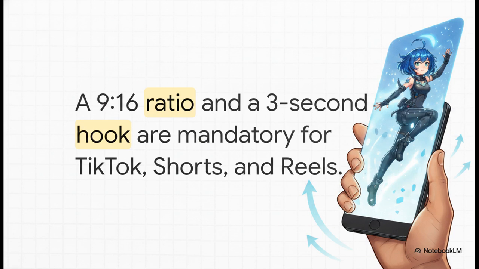Furthermore, that 3-second hook is mandatory. If you're generating a 6-second clip in Veo, all the compelling action you wrote into your prompt needs to be front and center immediately, or your audience will just swipe right past it. Following these technical specs ensures the beautiful art you just generated actually converts and retains attention in the real world.